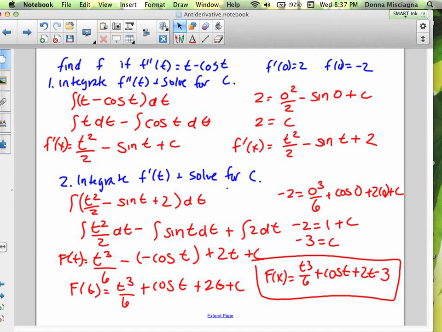That's one of the beauties of integrating, is you can always check yourself. And my cube there just looks way too big. There we go.